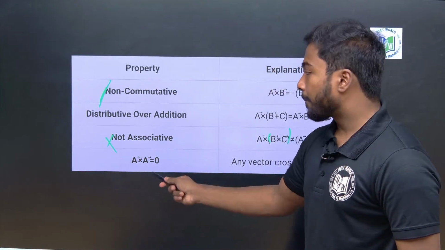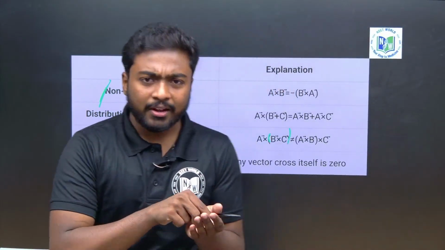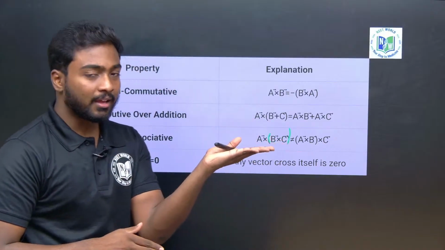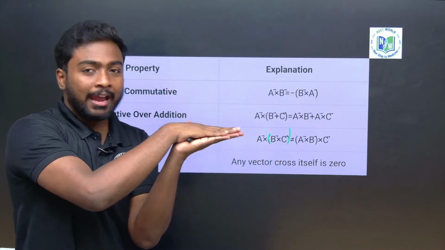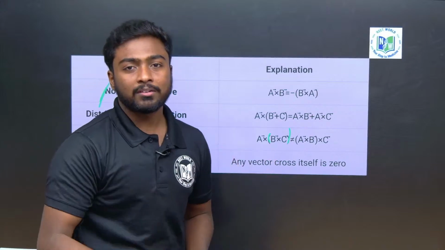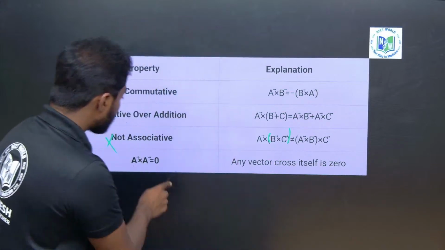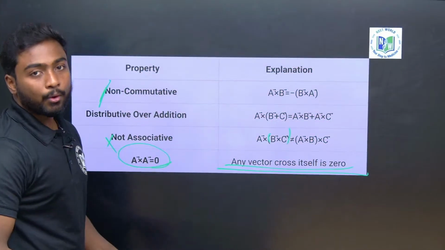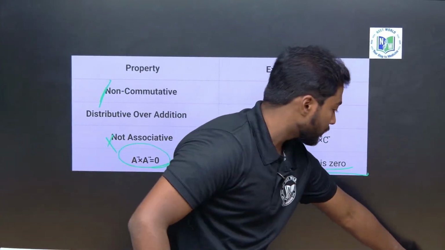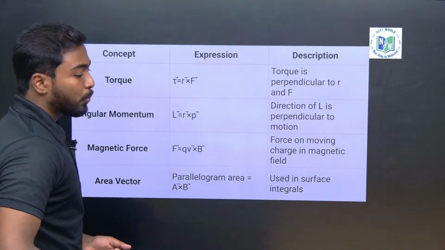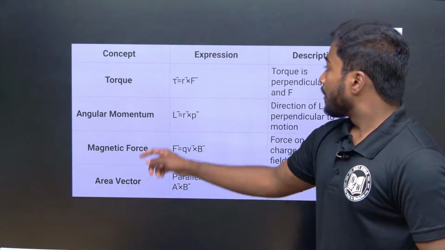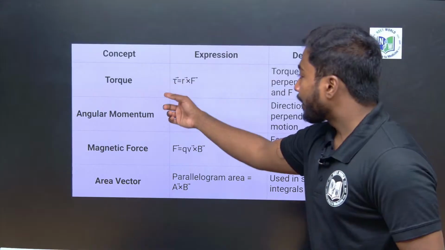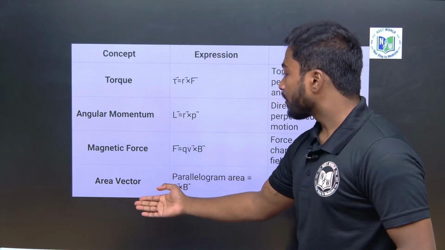Now A cross A. Whenever I take a parallel vector, it is A vector again, and the angle between them is 0 degrees. What is sine 0? It is 0, right? So simply we can say any vector crossed with itself is a zero vector. Understood?